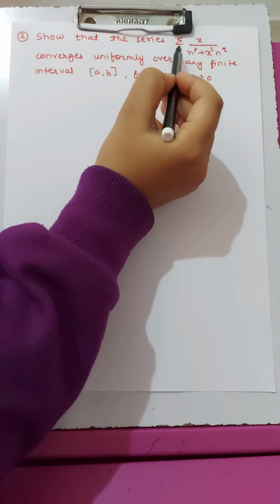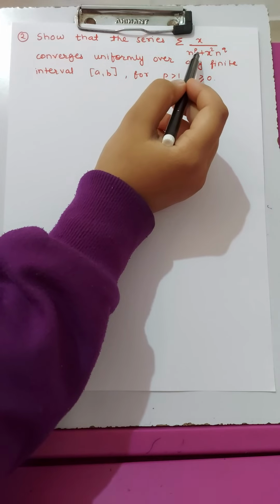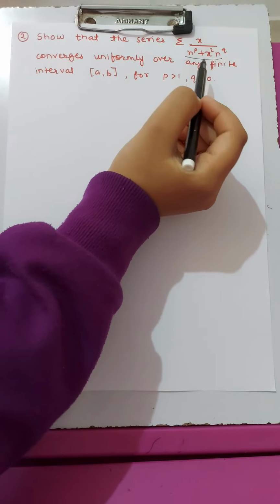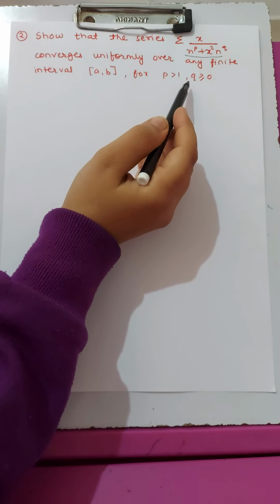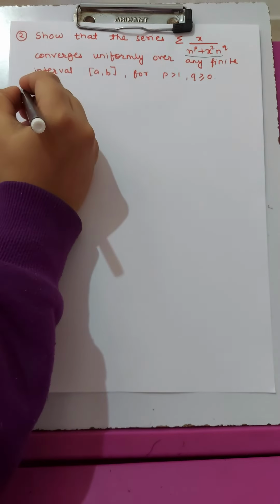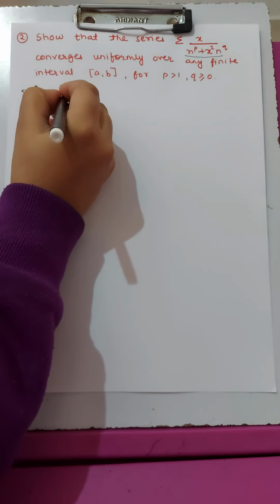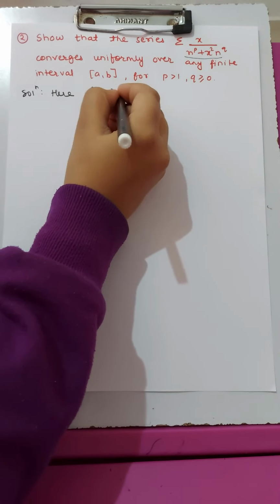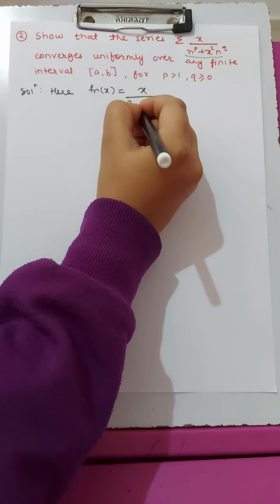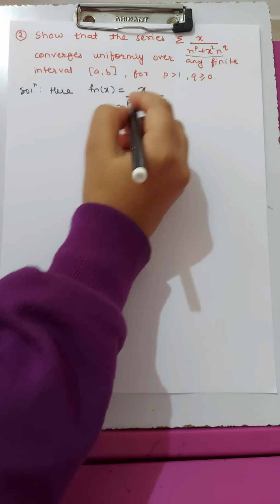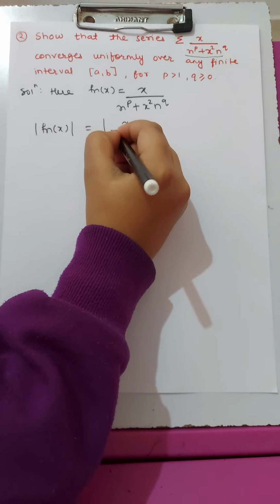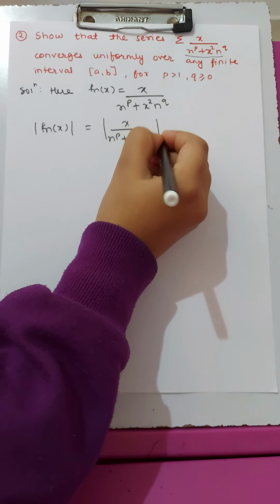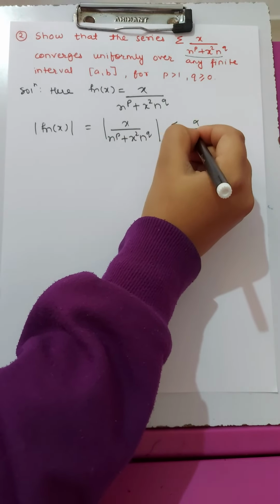So here is the last example of this article. Here we have to show that the series summation x upon n to the power p plus x square n to the power q converges uniformly over any finite interval ab for p greater than 1 and q greater than or equal to 0. So solution: here fn of x is x upon n to the power p plus x square n to the power q. So mod of fn of x is equal to mod of x upon n to the power p plus x square n to the power q, which will be less than alpha upon n to the power p.